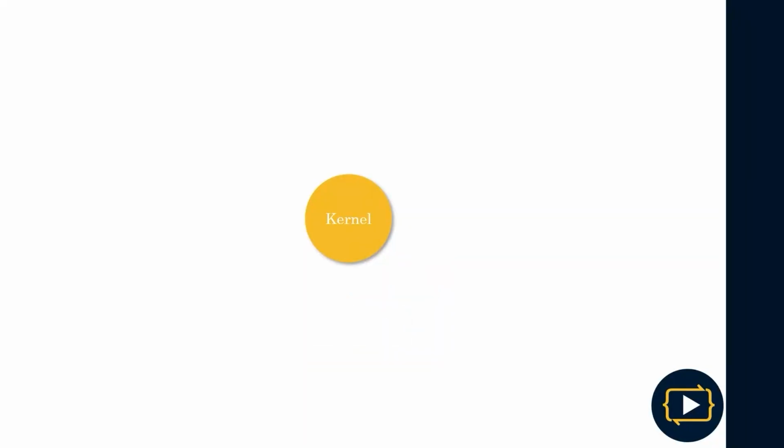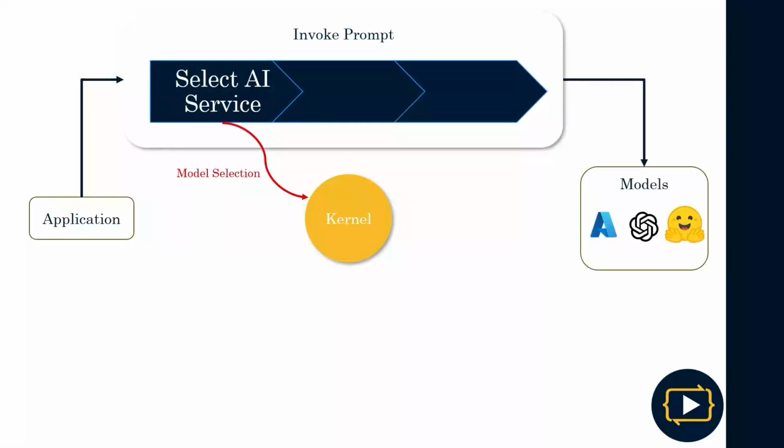This is extremely practical for developers, as it centralizes configuration and monitoring of the AI agents in one place. For example, when invoking a prompt through the kernel, it will first choose the most suitable AI service to carry out the execution.